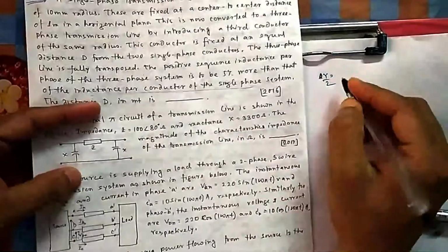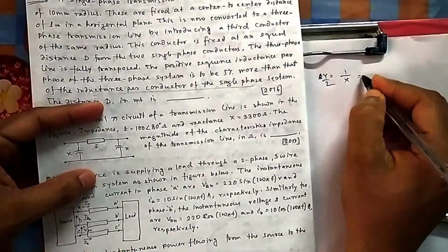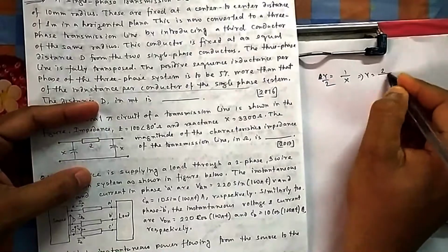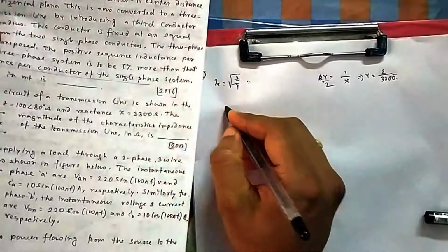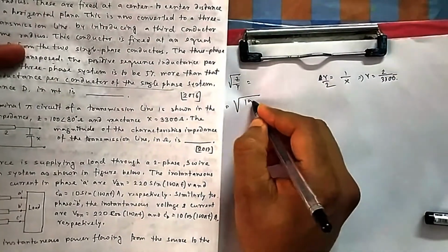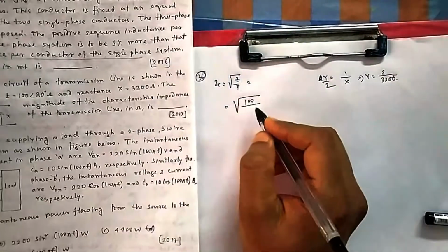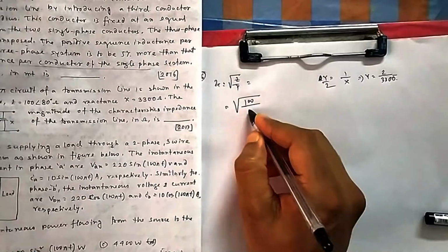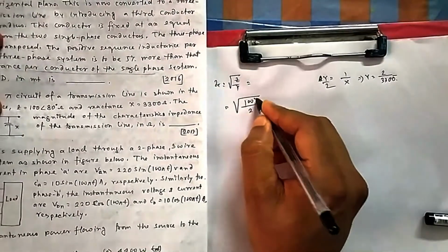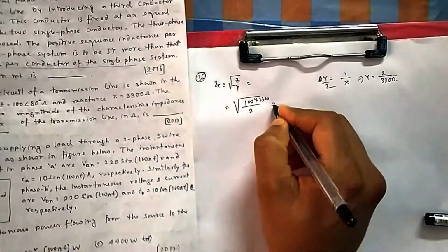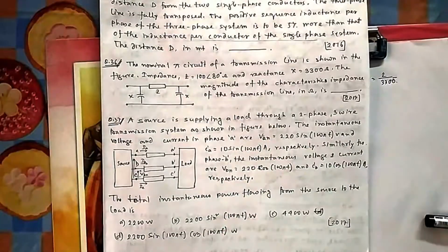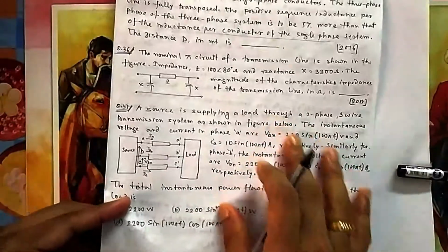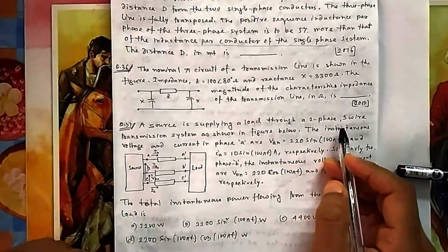But this branch is y by 2, which is equal to 1 by x. So from here you will get y equal to 2 by x, which is here 3300. If you put in all the values, Z is here 100, angle is not required, only magnitude matters, and then divided by 2 into 3300. If you do it, you will get 406.20. This is your answer.